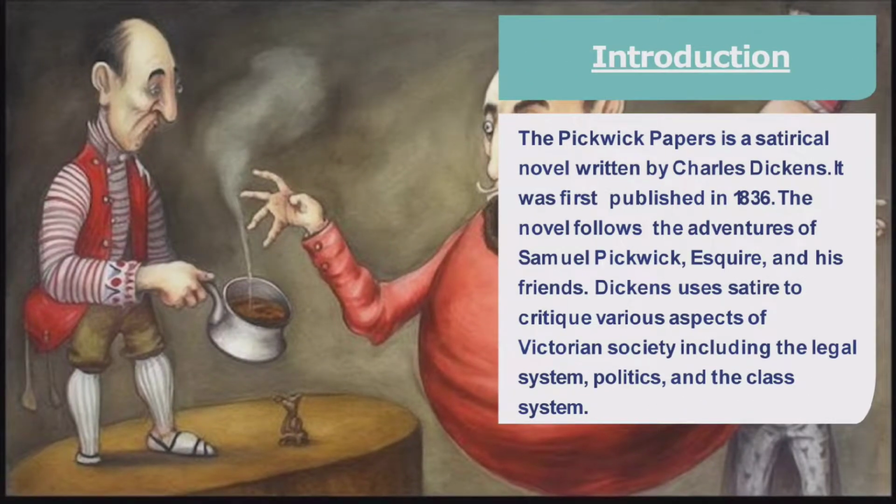Introduction. The Pickwick Papers is a satirical novel written by Charles Dickens. It was first published in 1836. The novel follows the adventures of Samuel Pickwick, Esquire, and his friends. Dickens uses satire to critique various aspects of Victorian society including the legal system, politics, and the class system.